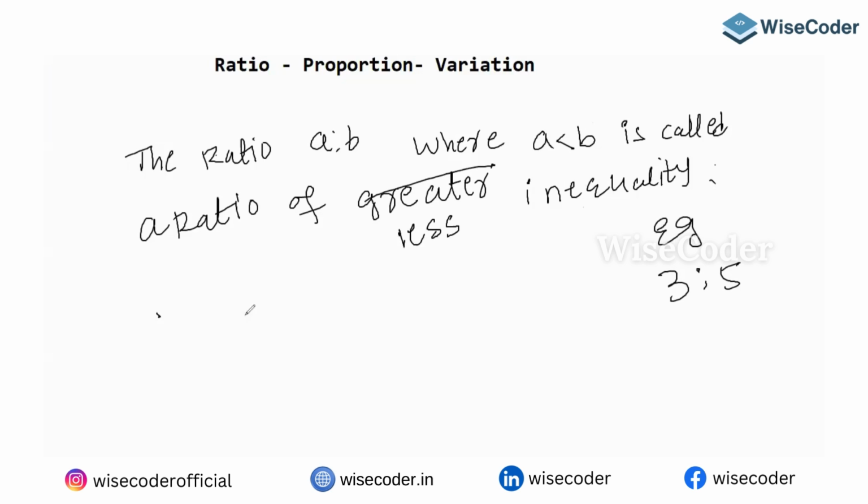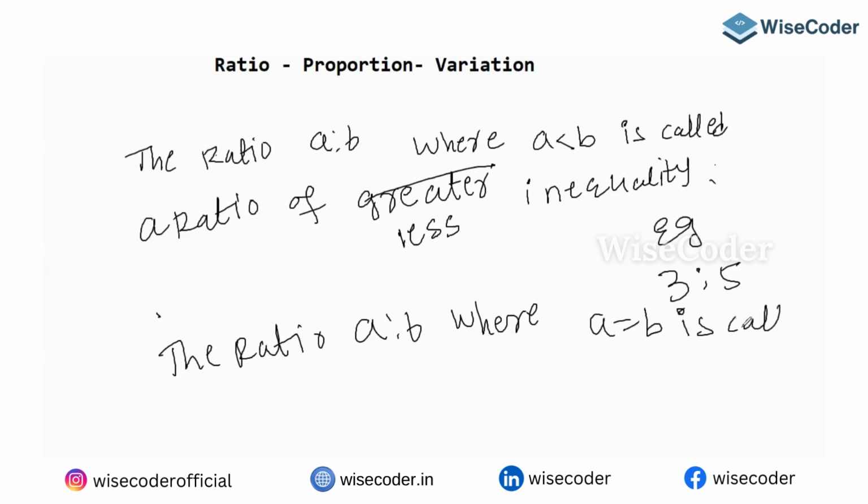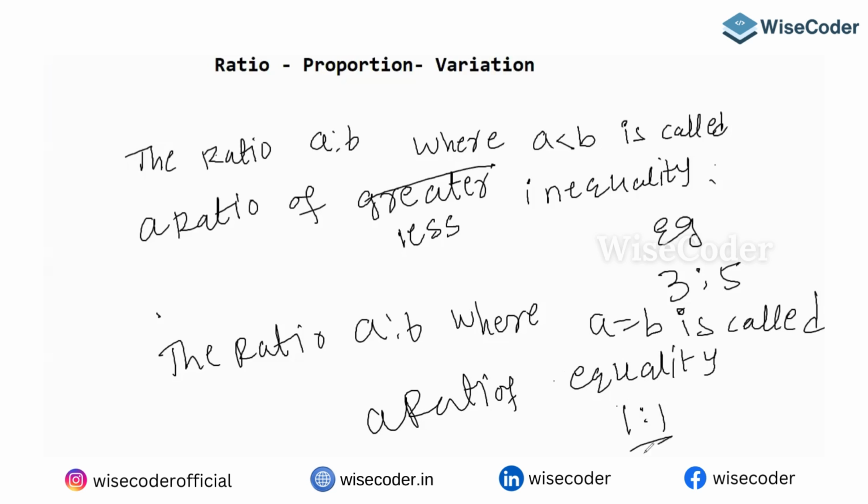And the last one, please write down what is the last one. The ratio A is to B where A is equal to B is called a ratio of equality. For example, 1 is to 1 is a ratio of equality.